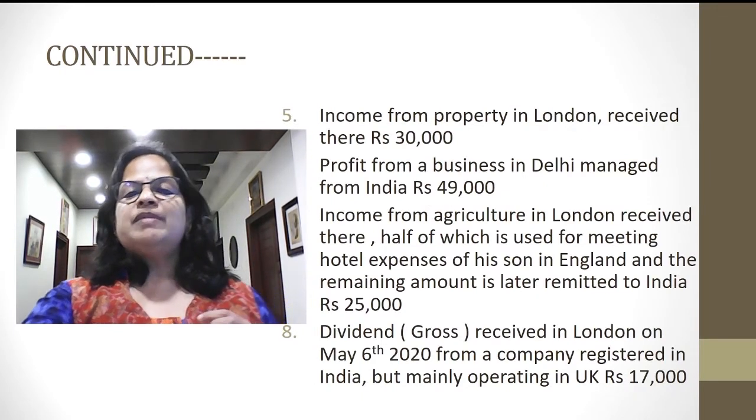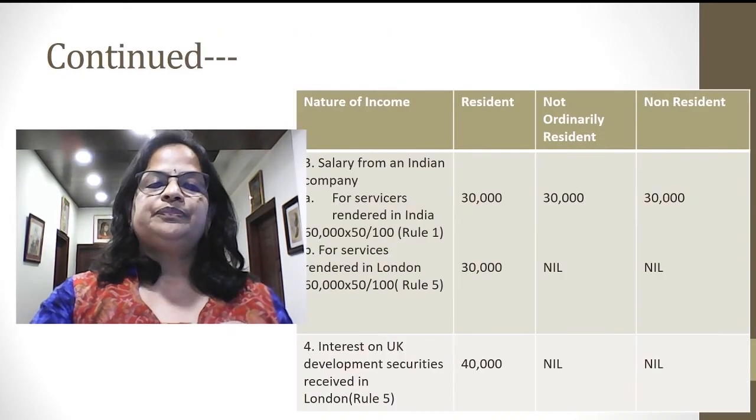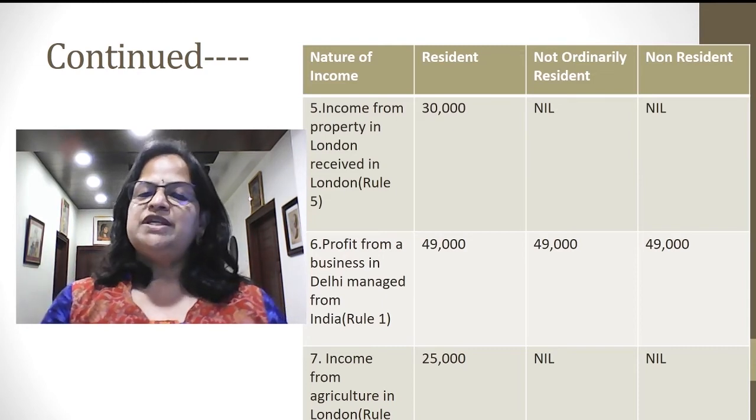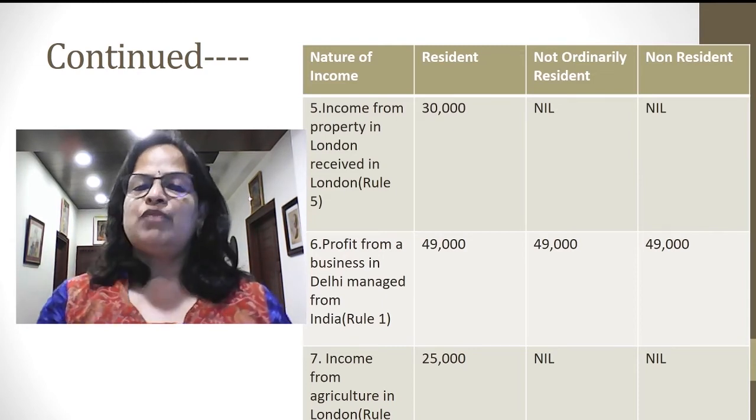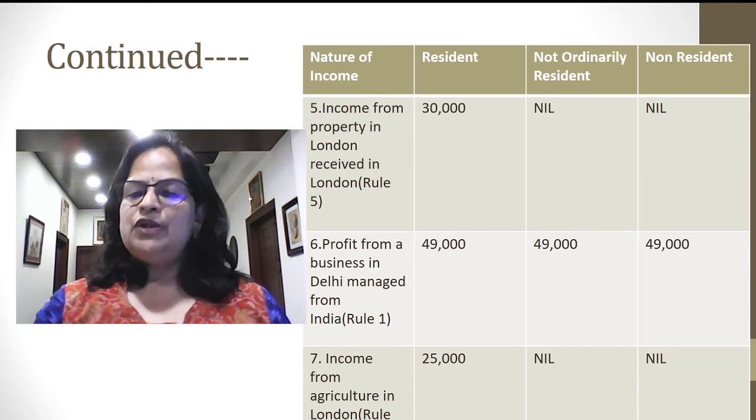Now, profit from business in Delhi managed from India, 49,000. Profit from business in Delhi managed from India. Indian income, rule number 1. Indian income received in India, 49,000, taxable in all cases.